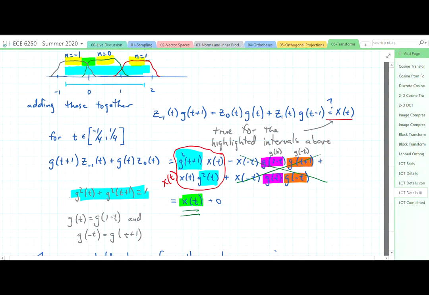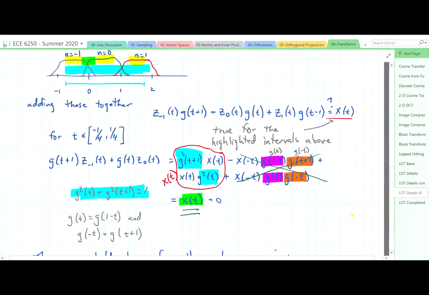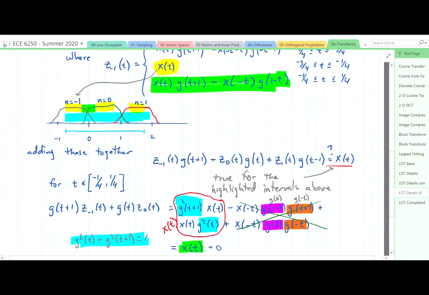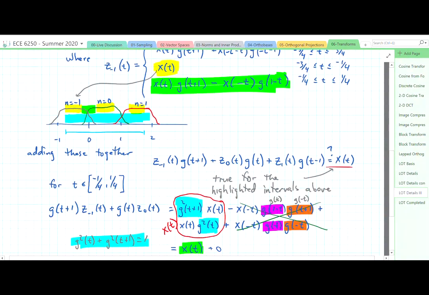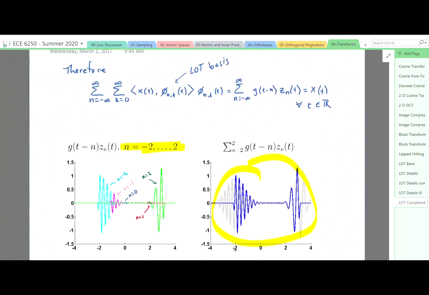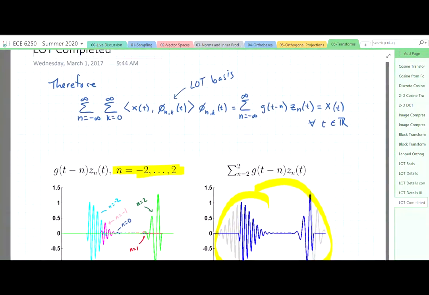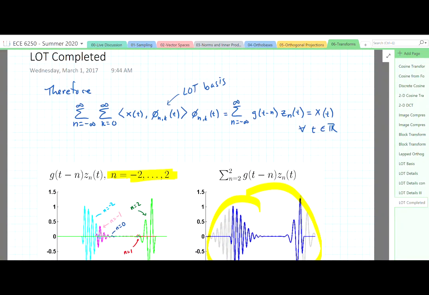So choosing the properties of those windows, as you can see, was not an accident. And this will hold true for every overlapping region. Well, we already know we can reconstruct the yellow highlighted areas there, and now we've shown that we can reconstruct the overlapping areas. Therefore, this LOT basis can actually be used to reconstruct a signal.